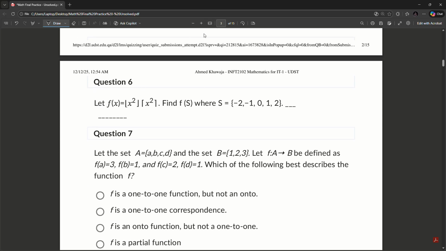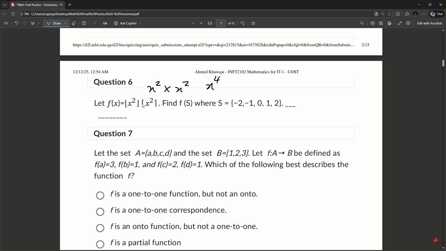Okay, so now to question 6. Floor of x squared multiplied by ceiling of x squared. Since there are no decimals here, you can literally just ignore the floor and it's x squared times x squared. If you understand basic math, when you multiply variables that have a power, the powers get added. So it's x to the power of 4.